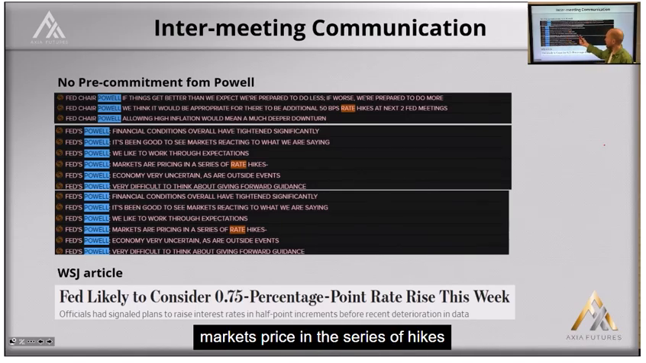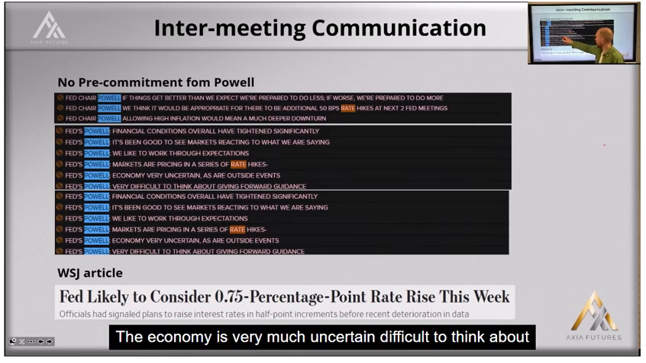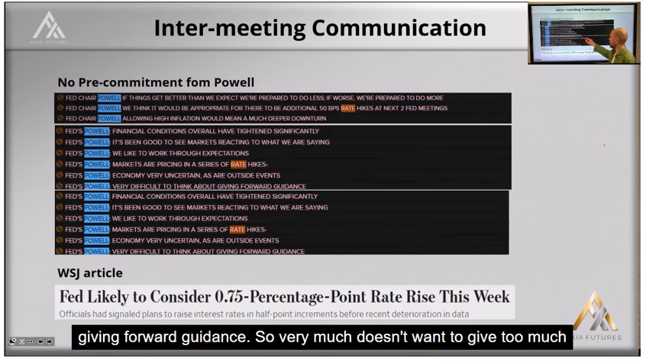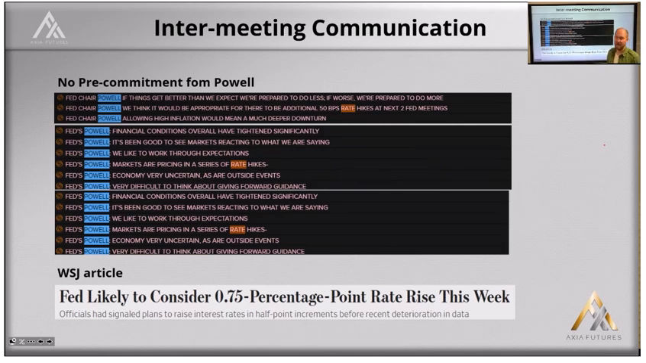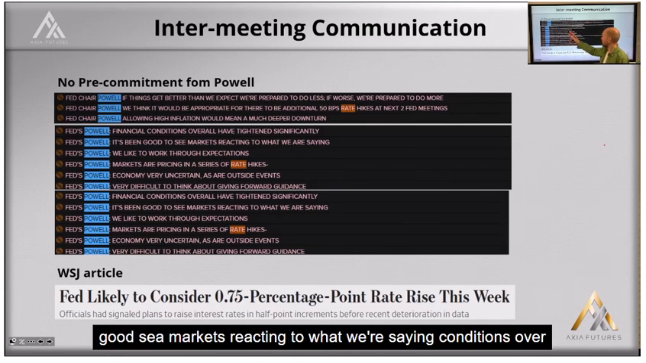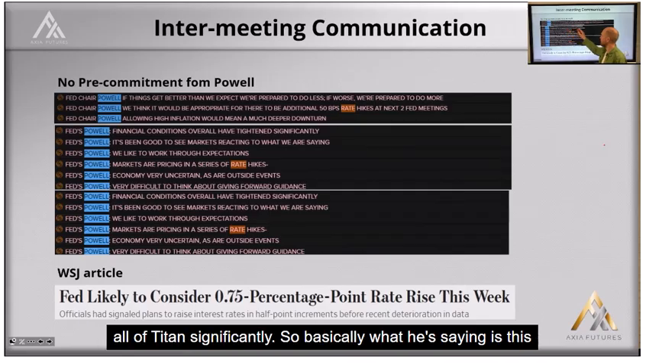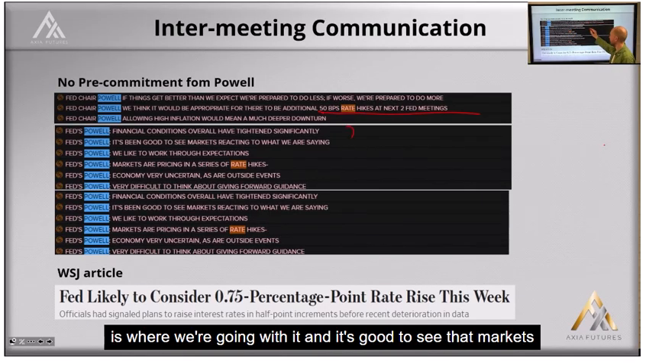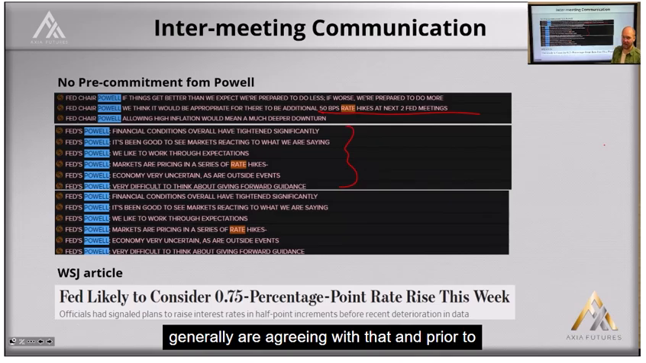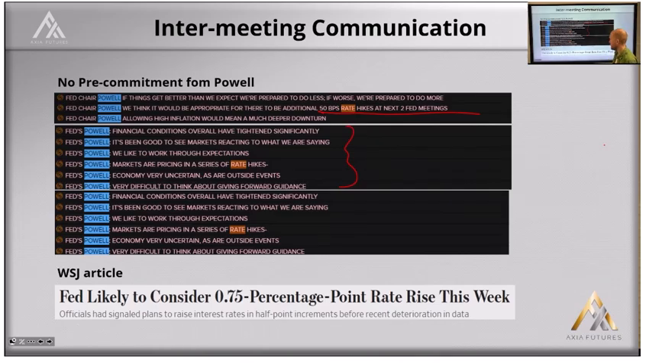Markets pricing a series of hikes. The economy is very much uncertain, difficult to think about giving forward guidance. So he very much doesn't want to give too much forward guidance, doesn't want to pre-commit to too much. Good to see markets reacting to what we're saying. Conditions overall have tightened significantly. So basically what he's saying is, this is where we're going with it, and it's good to see that markets generally are agreeing with that. And prior to the blackout and the CPI, they were.